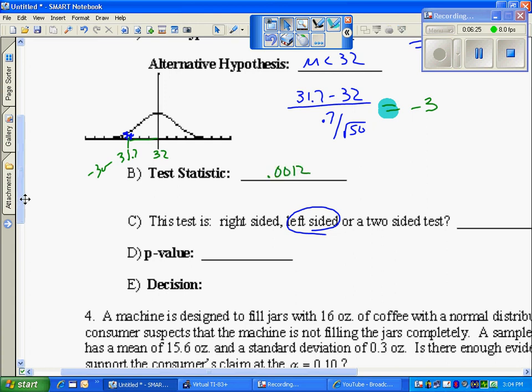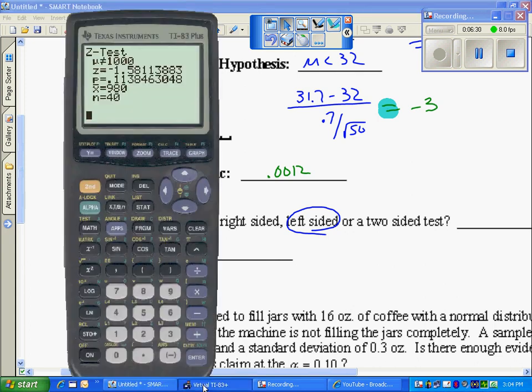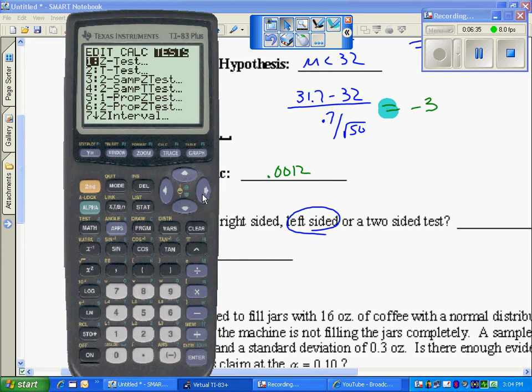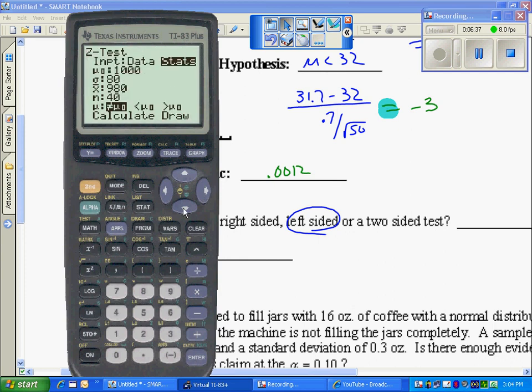If I wanted to use a calculator to find that, I could go ahead and go stat. Again, we're using a z-test. Plugging in information, I should have had 32. My sample was 31.7. My population standard deviation was 0.7. And my sample size was 50. I was using this test to the left. And now when I calculate, I'll see that I had a p-value 0.0012 off my calculator. You can get that right off your table.